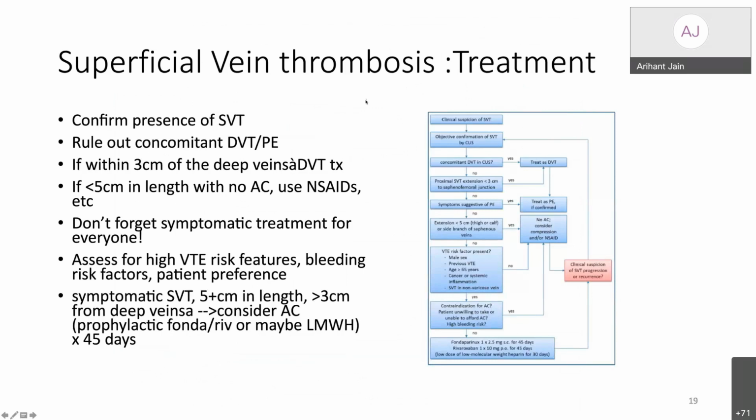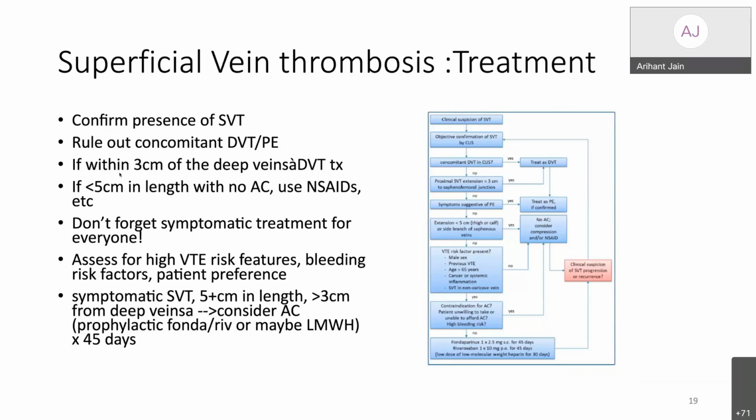So now this was all about DVT. What to do when there is a superficial vein thrombosis, which sometimes we get in the upper limb, also thrombophlebitis, or in the lower limb where there is thrombosis only in the superficial saphenous vein or peroneal veins. Then the steps would be: you first confirm that it is an SVT only. You rule out concomitant DVT or PE. Then you see what is the extent of thrombosis.